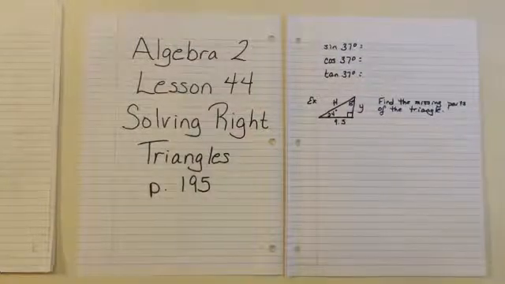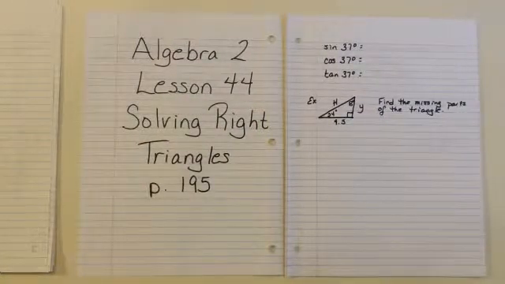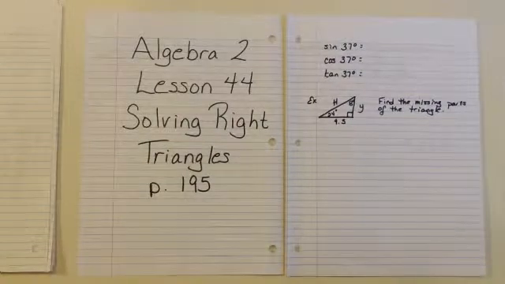Hi, this is Algebra 2, Lesson 44. We're going to be solving right triangles, and we're starting on page 195.